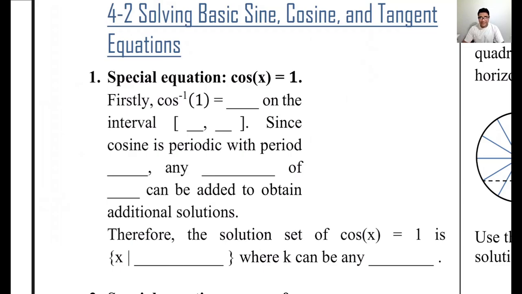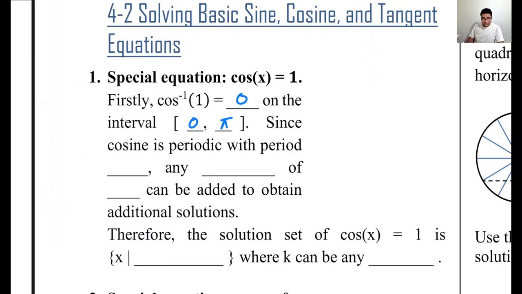The special equation cos x equals 1. Firstly, at this point we all know very well cos of 0 is 1, right? So cos inverse 1 is 0, if you look at the interval from 0 to pi. It starts at 1, then goes to 0, and then goes to -1 from 0 to pi, right? That shape of cosine.